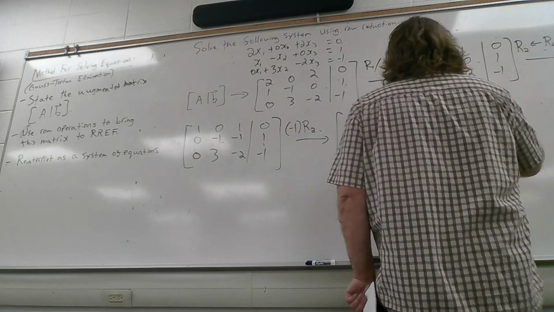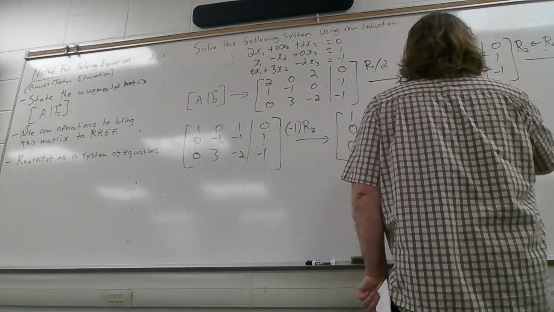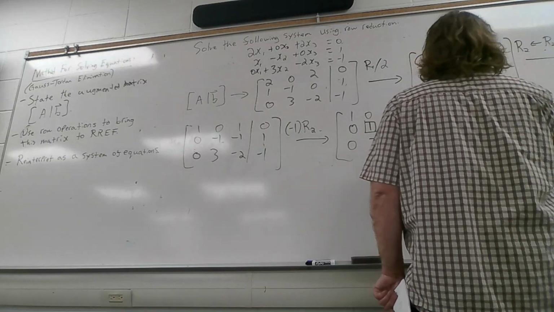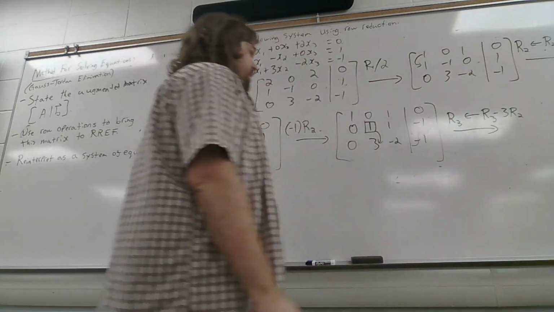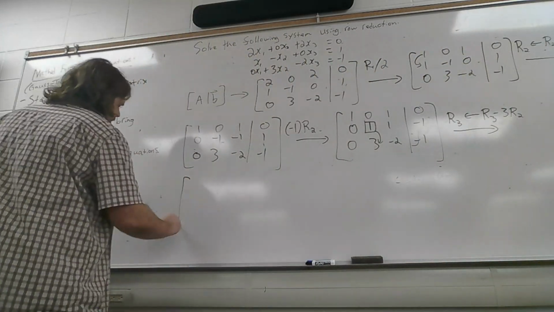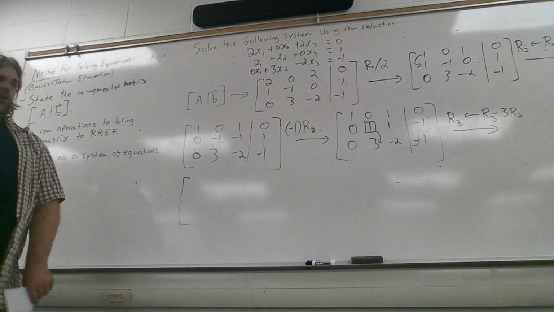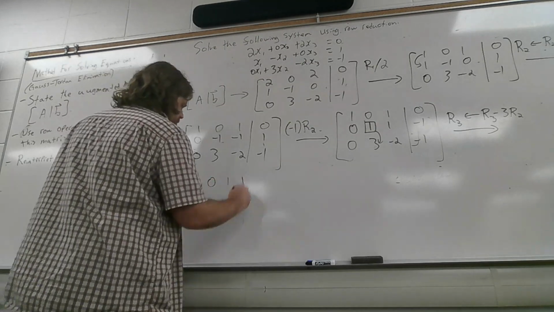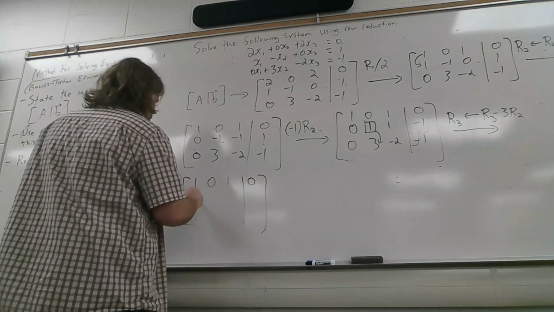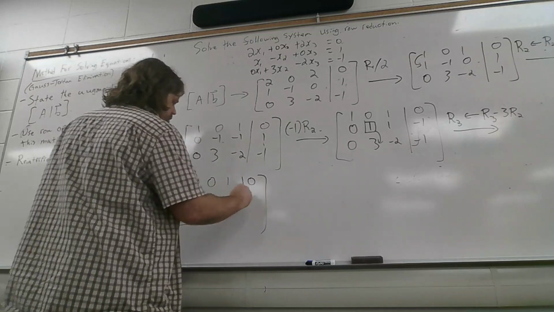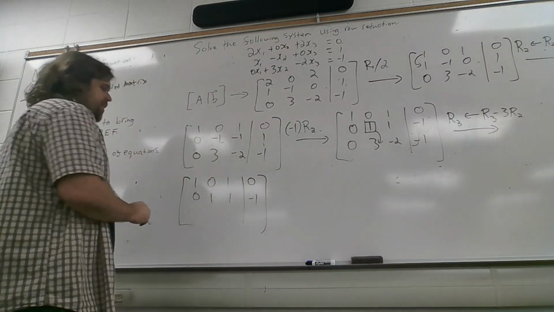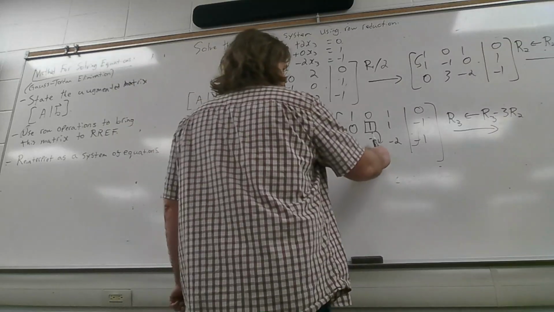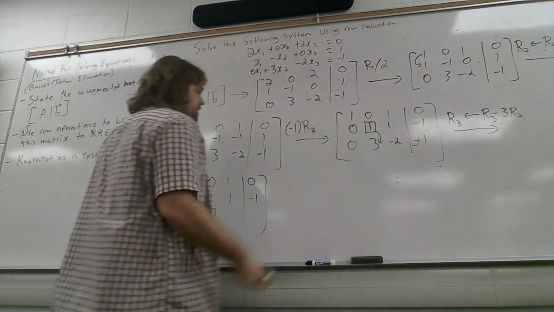So row 3 will become row 3 minus 3 times row 2. Running out of space already. You'll see very quickly that's a struggle with linear algebra: you run out of space. I did not change row 1. I did not change row 2. I did change row 3. So this is a 0 because 3 minus 3 times 1 is 0.